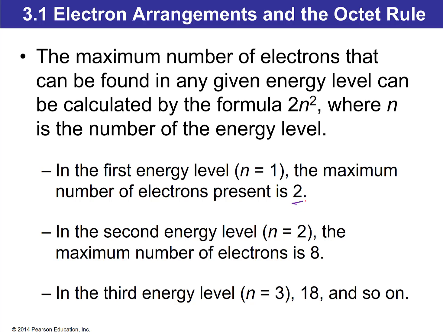The only one that is really the exception is the first energy level. Because the first energy level is so small, it's so close to the nucleus, there's only room for 2. So hydrogen and helium are always going to just have 2. Hydrogen will never have 8 because 2 fills that energy level closest to the nucleus and creates stability. But all the other ones are always going to go on this rule of 8.